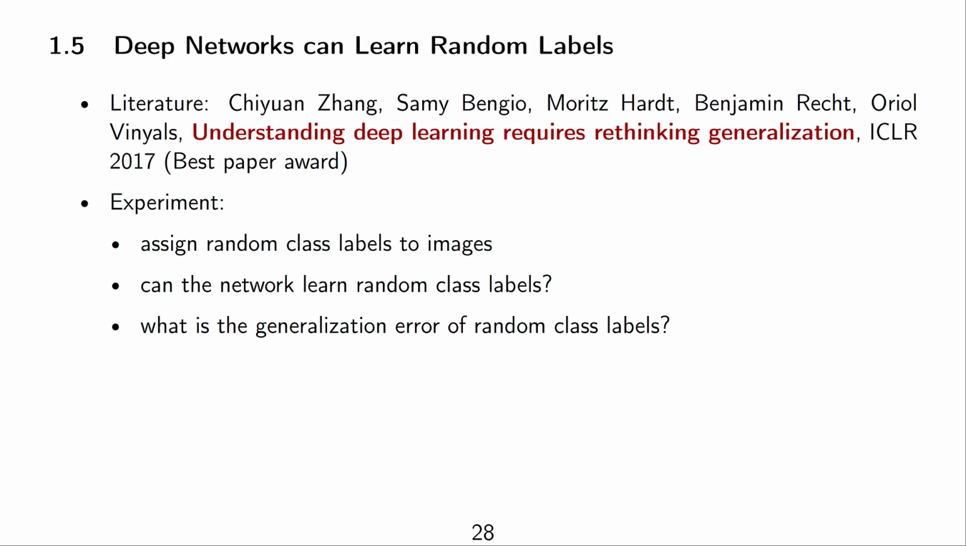I mean, we would expect that if we use random class labels during training and we have a test set with random class labels or even real class labels, that we will not be able to learn much. So we would expect that what we train on will not help us to get good results on the test set.